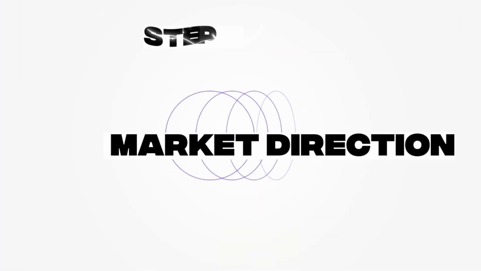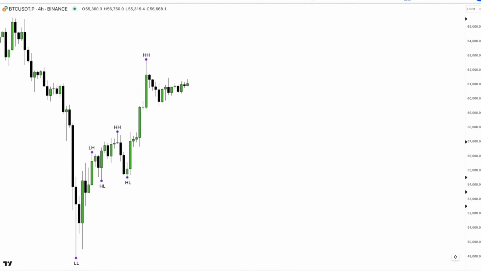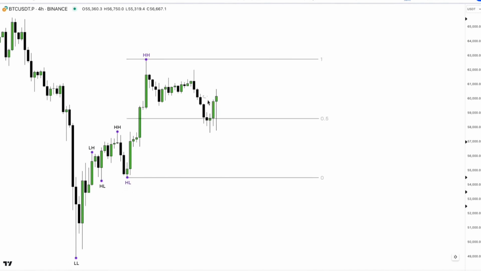The first and perhaps most important step is determining the market direction on the higher time frame. To do this, we need to analyze the market structure, taking into account unfilled imbalances and untouched liquidity pools. Here, an uptrend is shown consisting of 5 candlestick swings. The key elements we are interested in at this stage are the most recent higher high and higher low. They form a trading range that marks the boundaries within which the price is currently correcting.